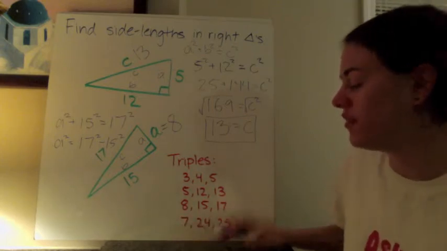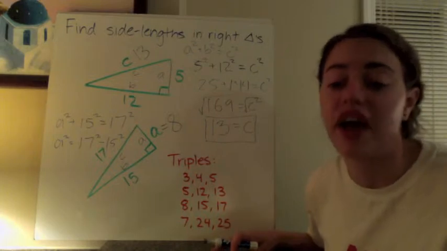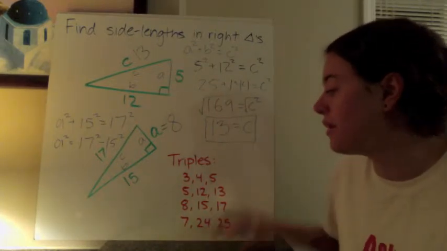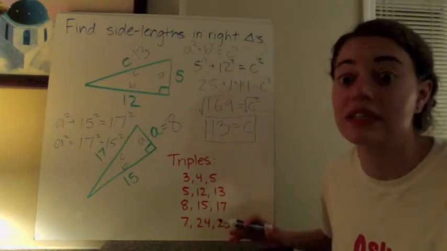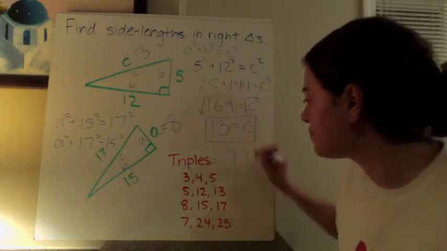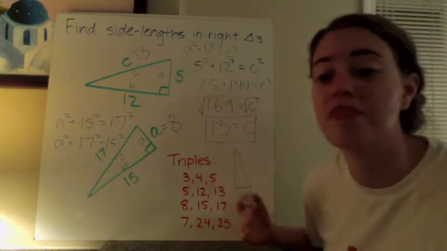And 7, 24, 25. So these are really ugly numbers to find the squares of, especially if it's on a non-calculator section. But if you have this memorized, it's really easy to spot Pythagorean triples. Most common is you will see the 3, 4, 5 or some version of it.